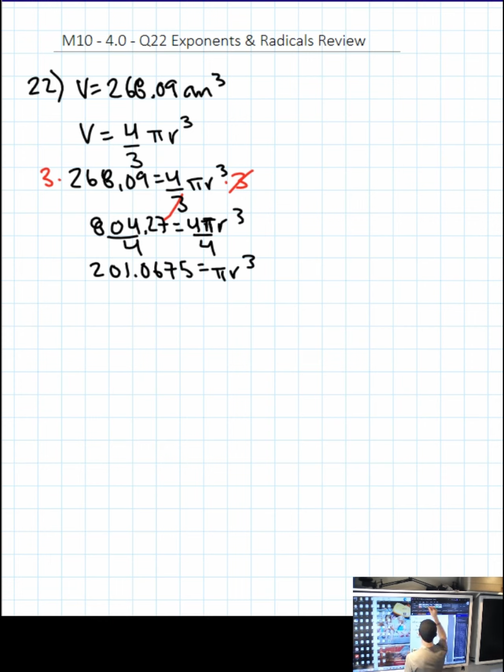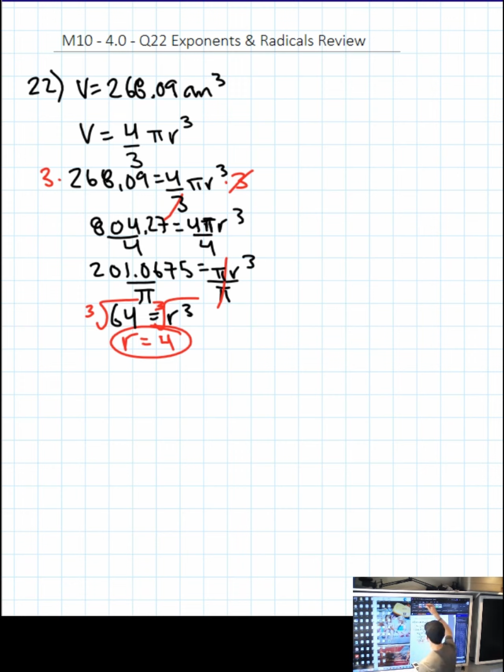We're then going to divide both sides by pi. Then we can cancel the pi's on the right-hand side, so we can divide it by pi, and then we're going to get 64.00 equals r cubed, and we can reverse a cubed by cube rooting both sides. Therefore, r equals 4.